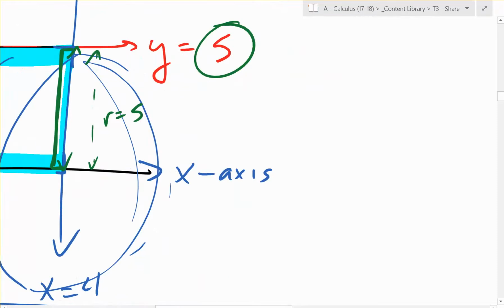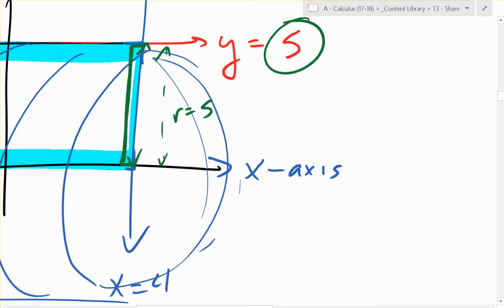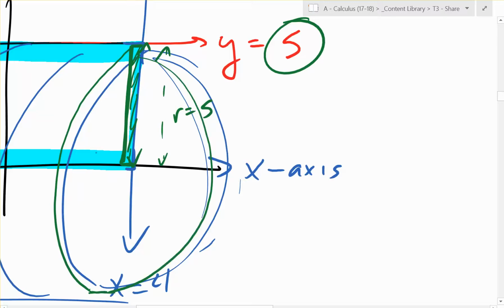We know that if we took this and rotated just this green part right here, what would you end up with? You'd end up with this narrow disc right here. See that disc you'd end up with?